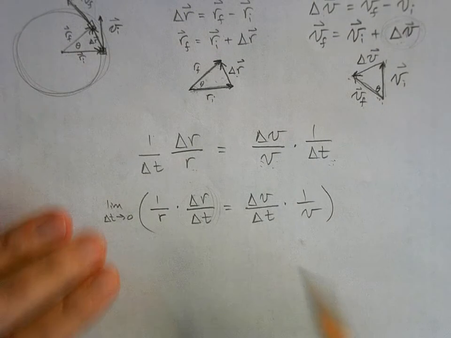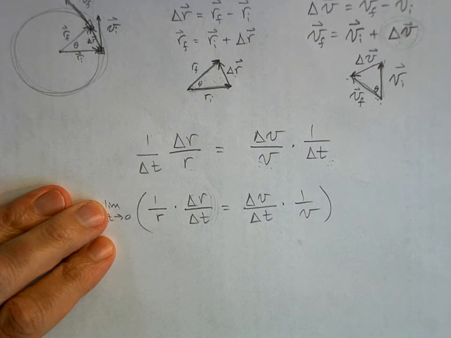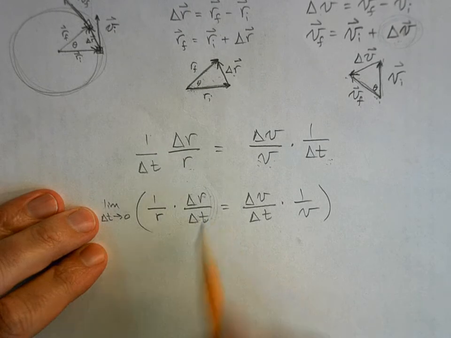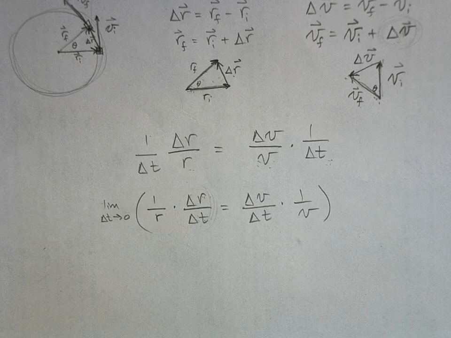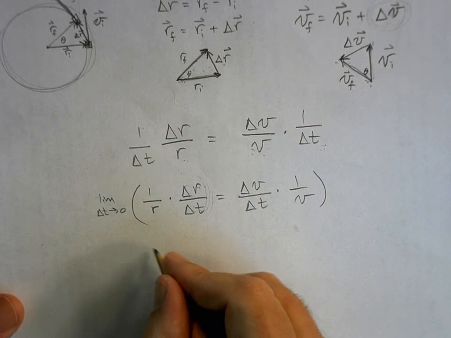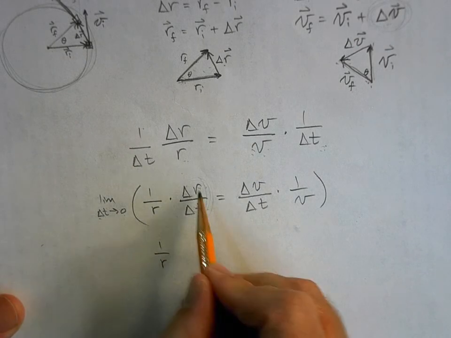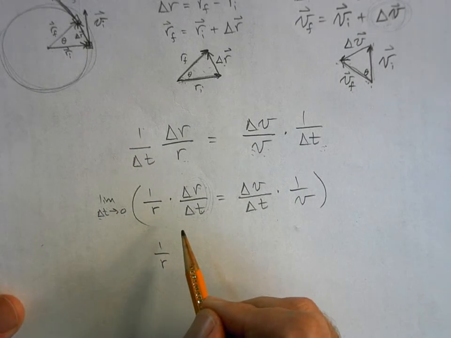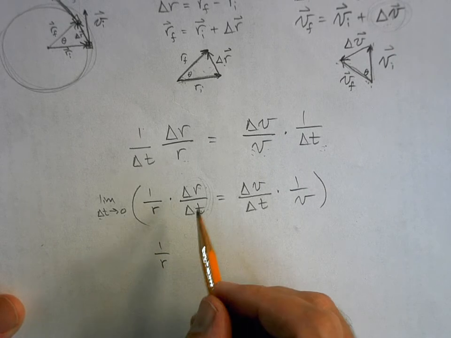What is delta r over delta t? This is a change in position over change in time. Well, that's delta r over delta t, my speed. So I have 1 over r. And if you let the limit as delta t go to 0, this is like taking the slope of the tangent line we were talking about before. It's our instantaneous velocity. In this case, our instantaneous speed.